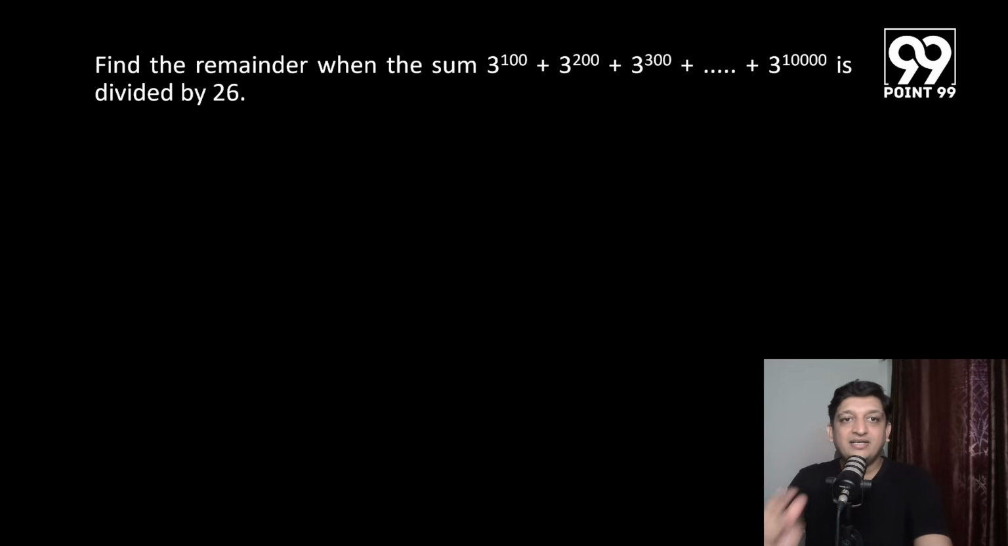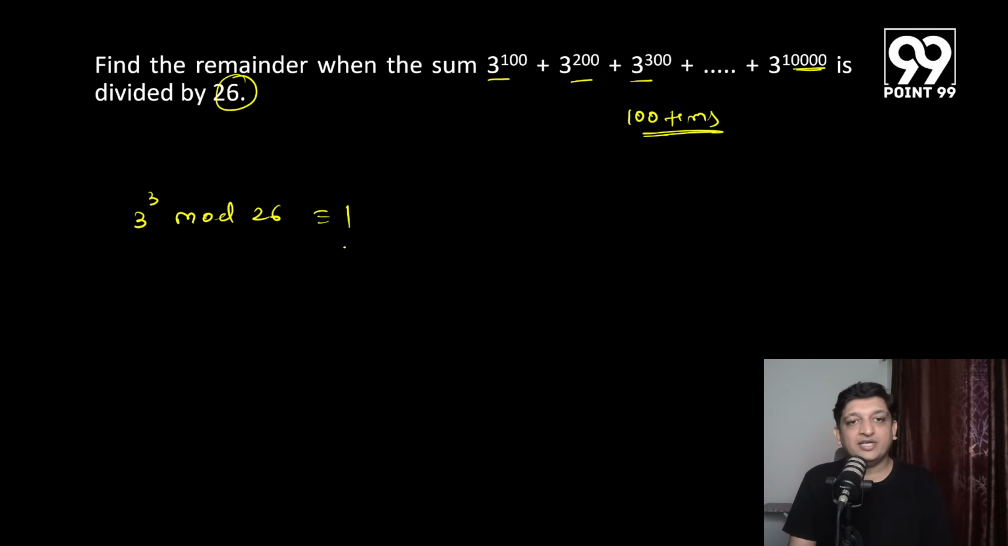You have to find the remainder when this entire sum is divided by 26. Now you have to understand one small thing here, that 3 raised to 100, 200, 300 until 10,000. So how many terms are there? There are 100 terms here. 26 is a very peculiar number. You know why? Because 3 cube is 27. So I know that 3 raised to 3 when divided by 26 will leave a remainder of 1. Which means that 3 raised to 6, 3 raised to 9, 3 raised to 12, all these numbers when divided by 26 will leave remainder 1. That is what I know for sure.